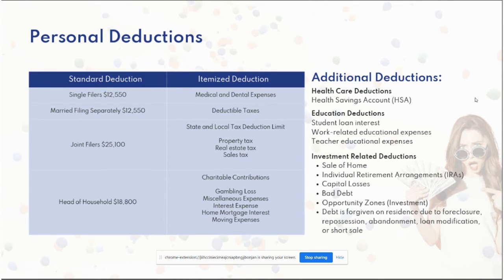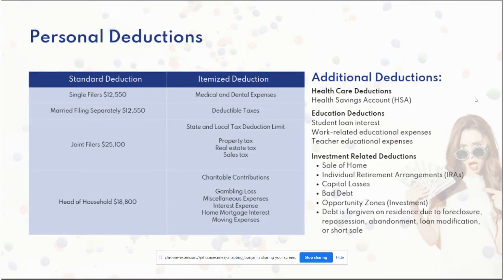We compare it to the itemized deduction. So we take your medical and dental expense and your state and local tax, including the property and real estate tax, sales tax, and income tax. And we add to it donations, the mortgage interest, and other deductions. We compare the itemized deduction to the standard deduction, and we take the higher of the two.